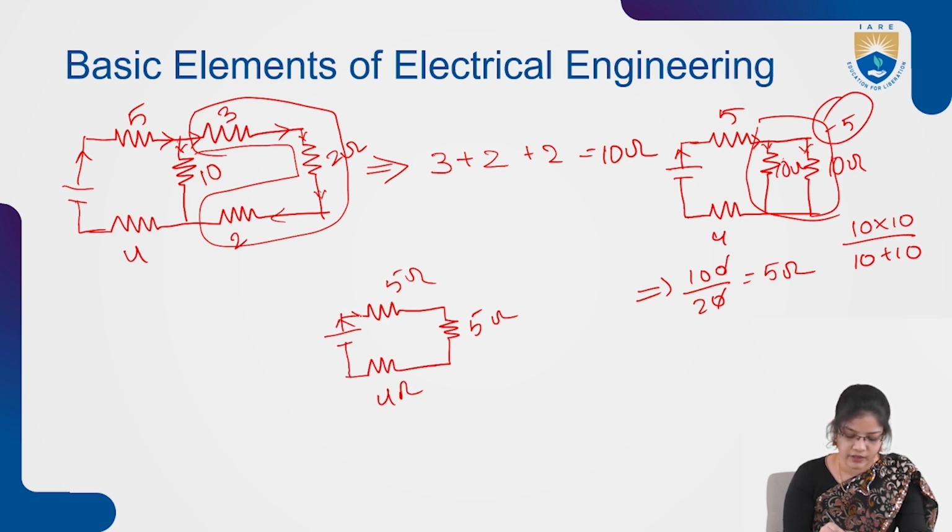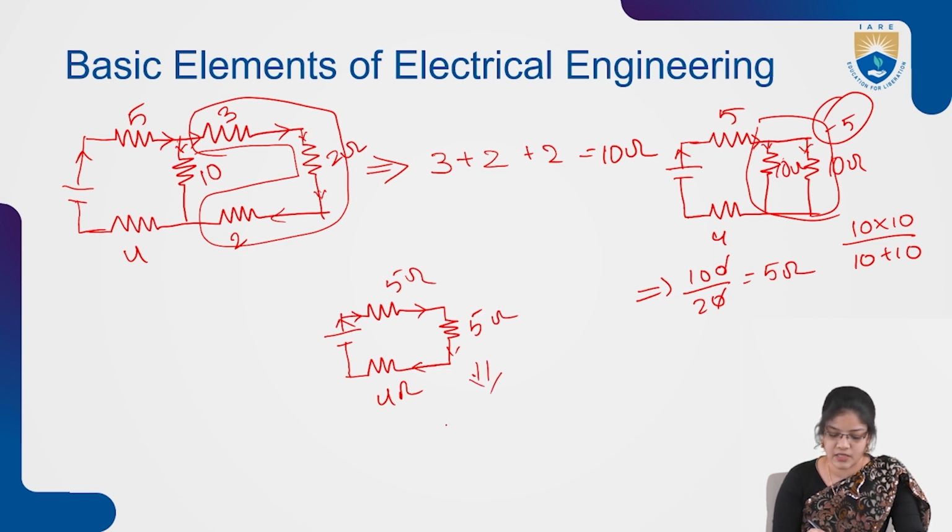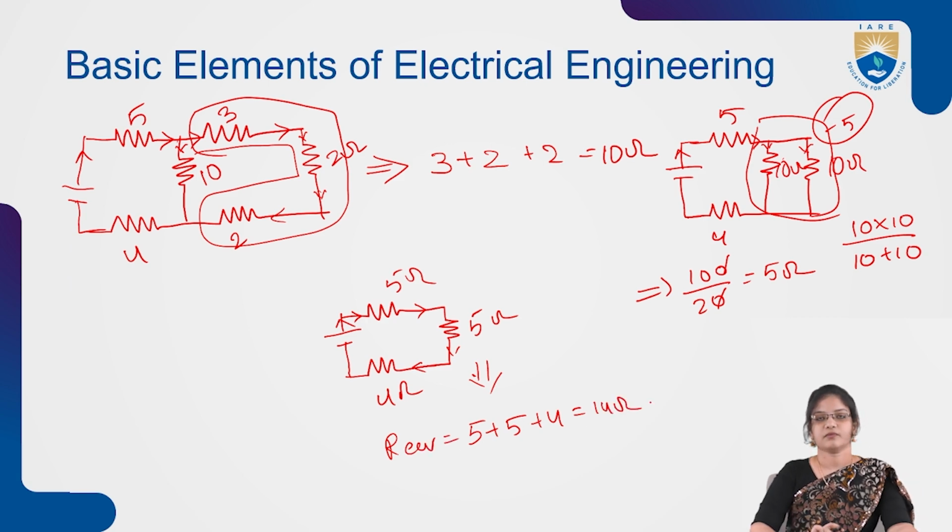So if we see the current direction, the current is not dividing. The same current is flowing across all the three elements. So again, this network is said to be in series. So if the network is in series, we need to add all these three resistances, which will be 5 plus 5 plus 4, and the R equivalent will be 14 ohms. So in this way, we need to calculate the resistances if the circuits are connected either in series or parallel or a combination of series and parallel.